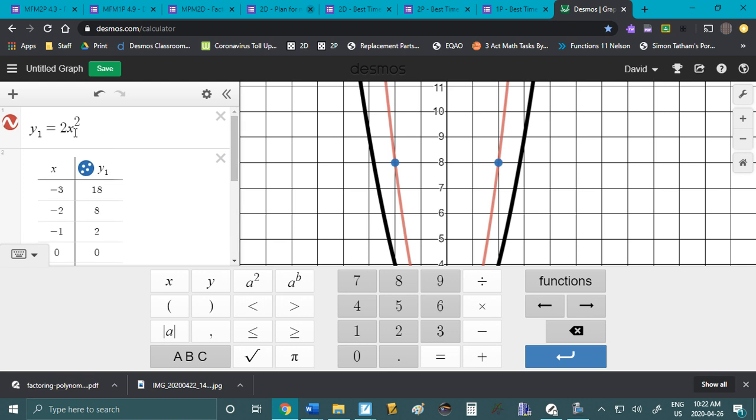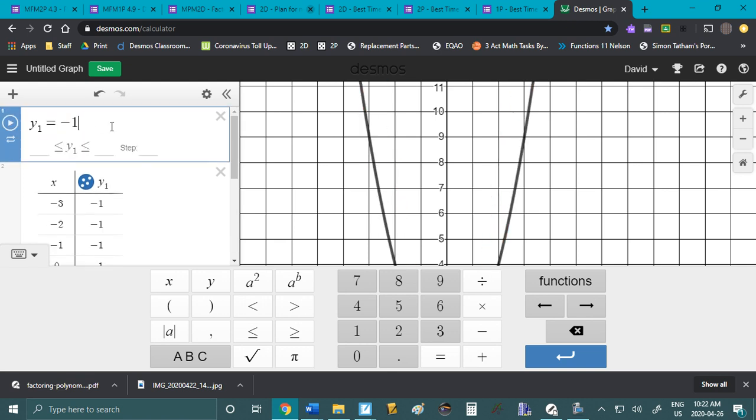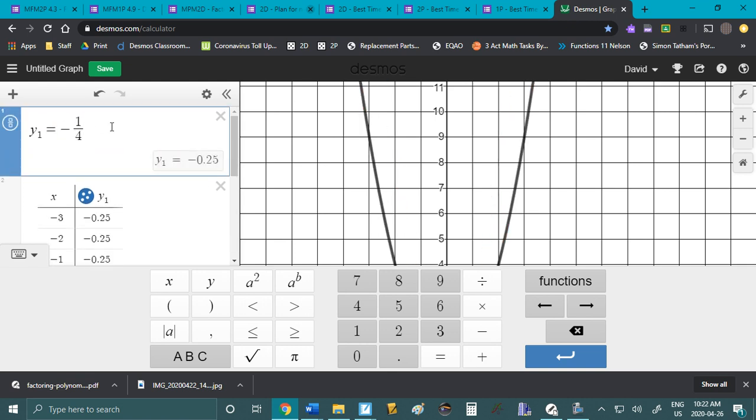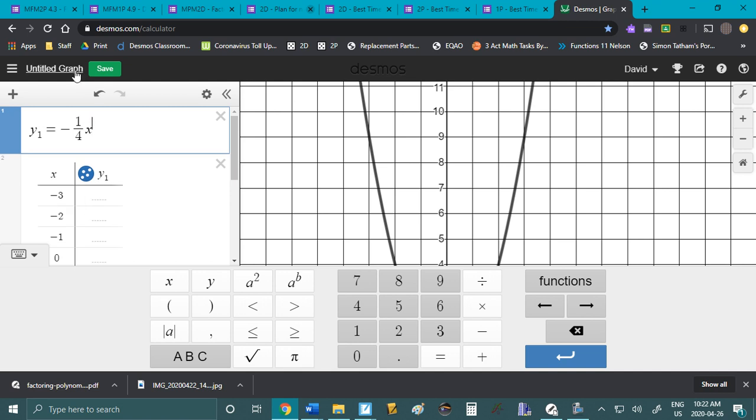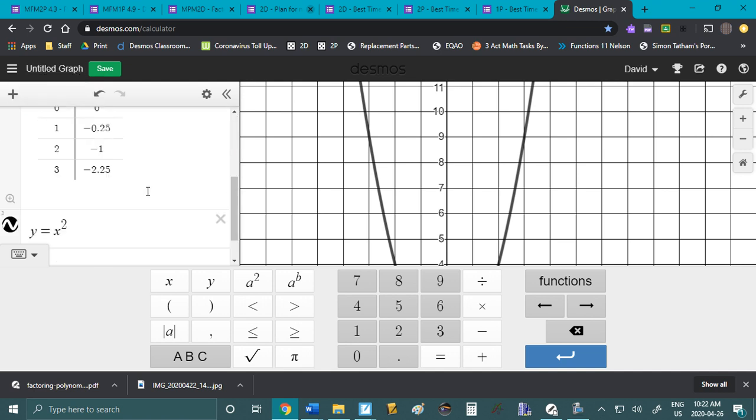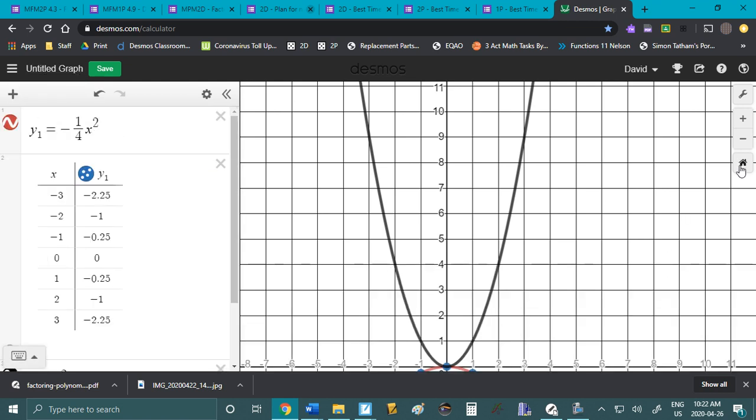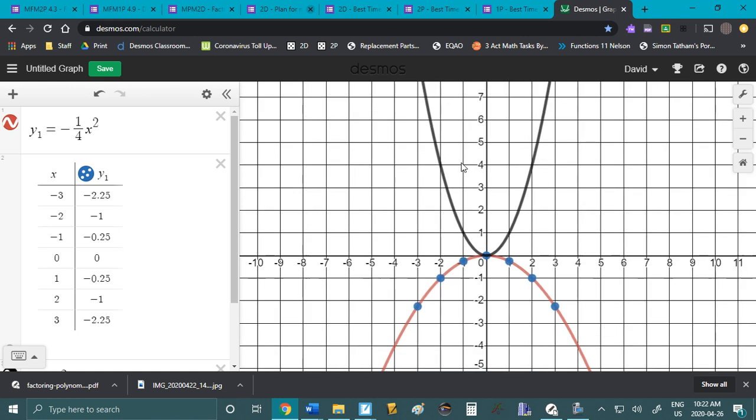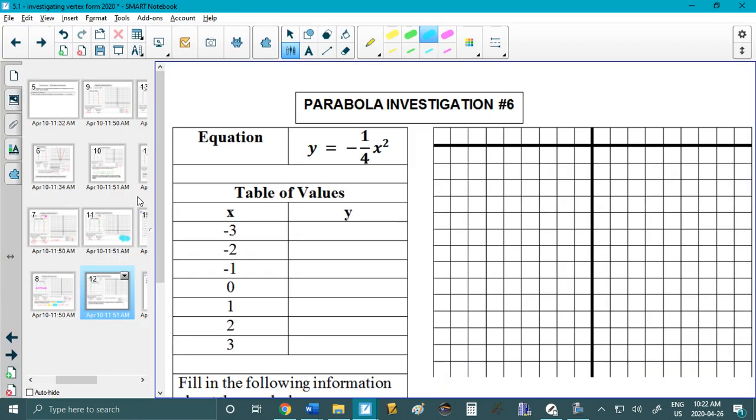Negative 1 over 4x squared. Negative 1 over 4, and then I hit the right arrow, x squared. Okay, so let's get rid of this. Let's go home. Okay, so I've left y equals x squared here in black. And you're going to notice a couple of things here. So let's fill in the table of values first.